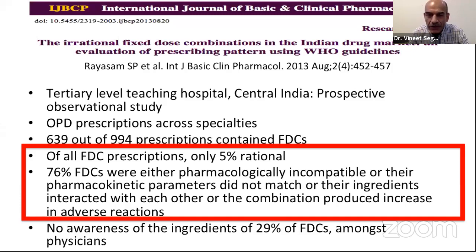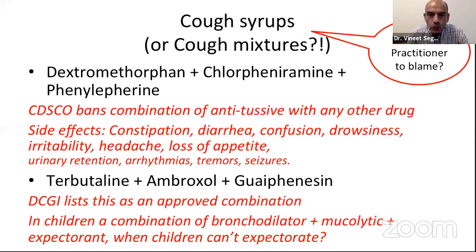But is the private practitioner or the general pediatrician really to blame? Let's take two indicative mixtures which are commonly available. I won't call them cough syrups because they are more like cough mixtures. One common combination is dextromethorphan plus chlorpheniramine plus phenylephrine, which the drug authorities ban. But every second cough syrup promoted to you is this combination. If it's really banned, then why are they allowed to be manufactured, and why are they promoted to the practitioner? If they're in the market, then they are going to be used.